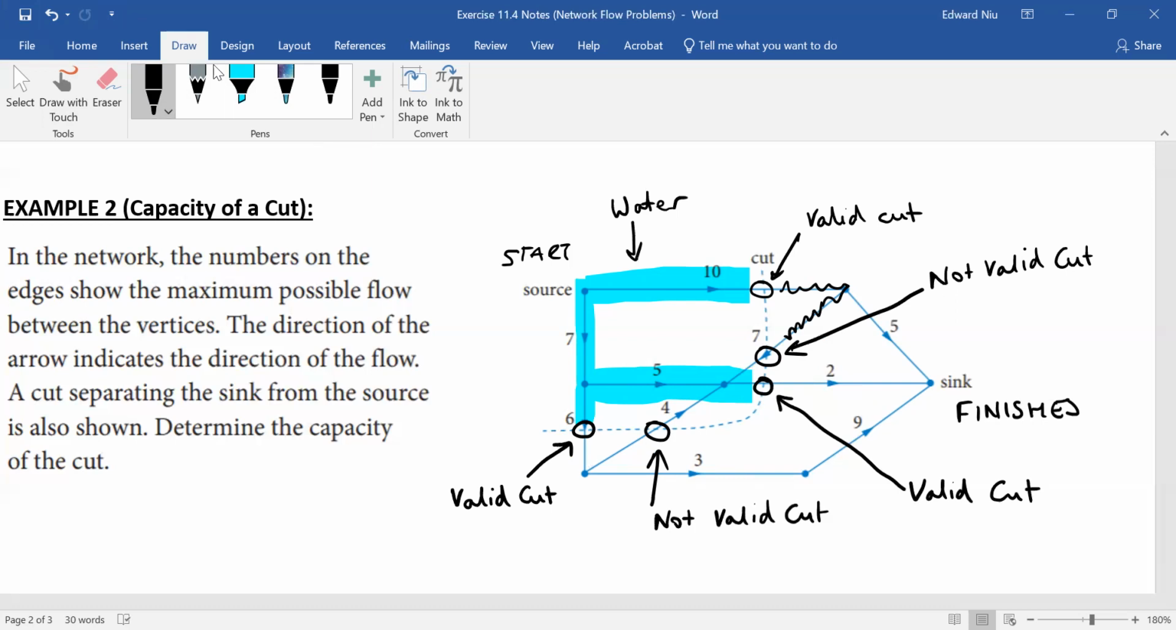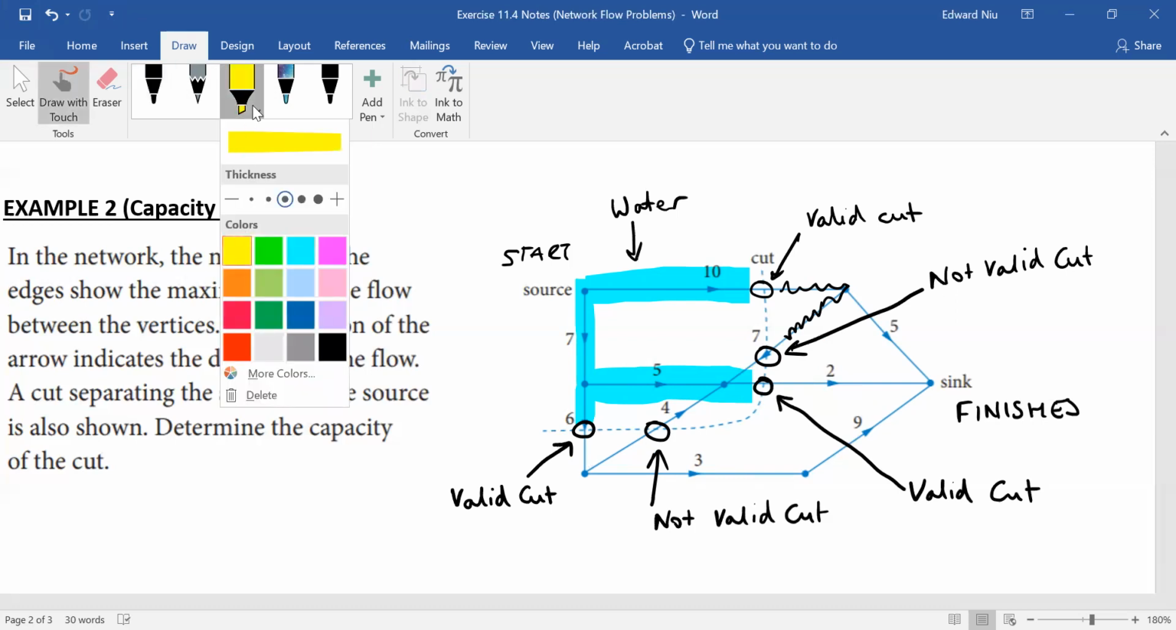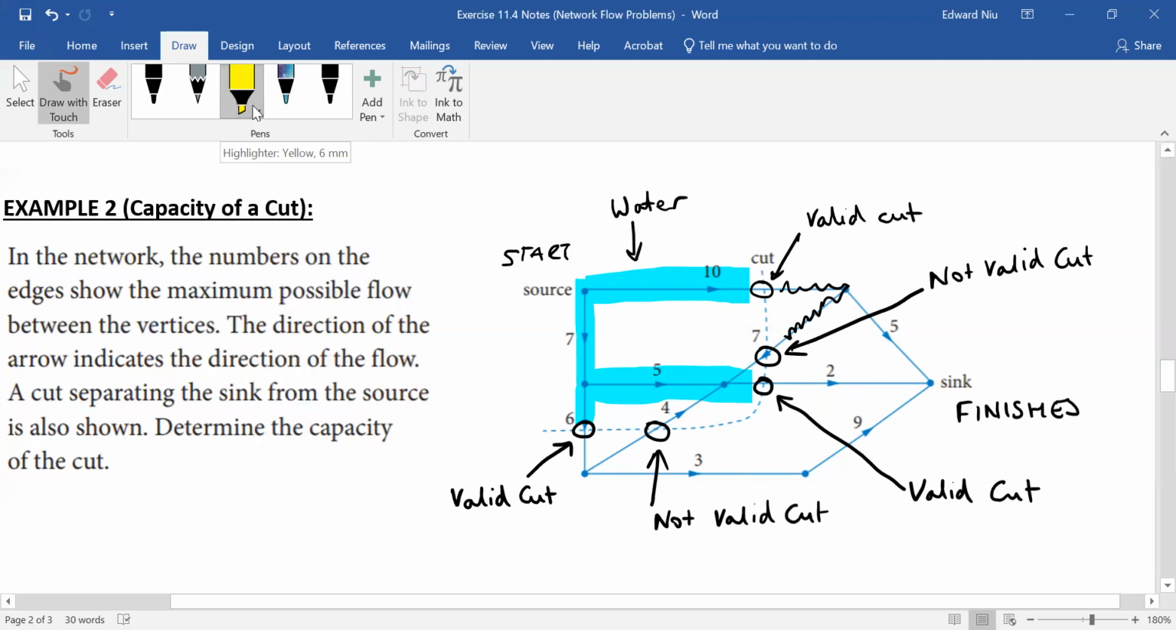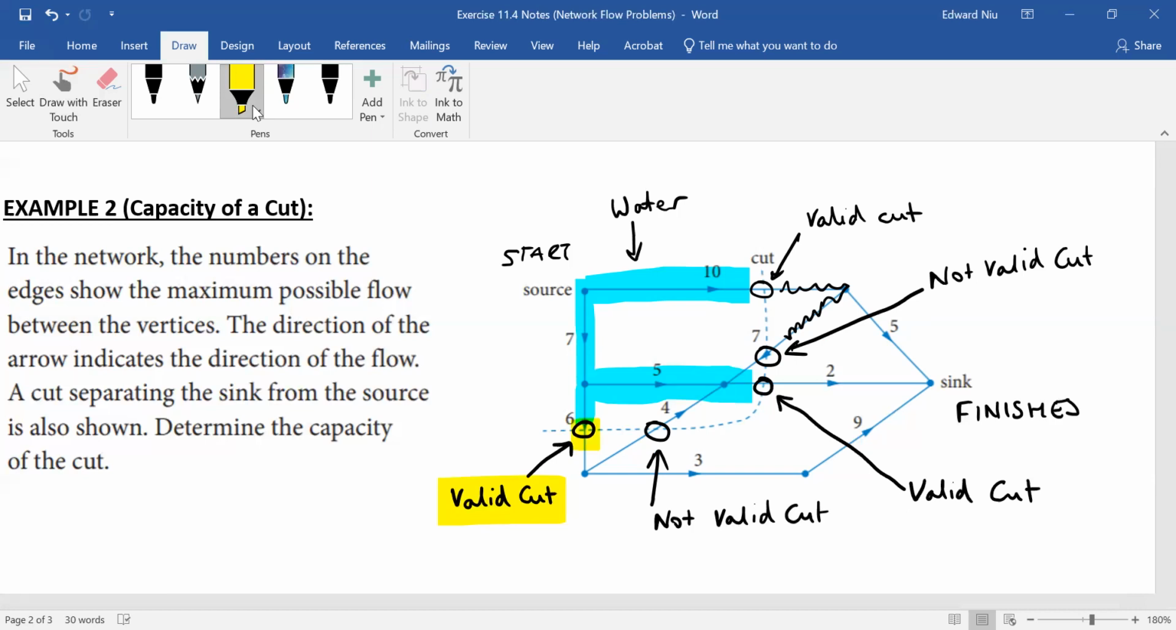All right, so what's important to know is anytime the cut actually stops the water, that is what we deem a valid cut. All right, and it's important to distinguish between which ones are valid and which ones aren't.